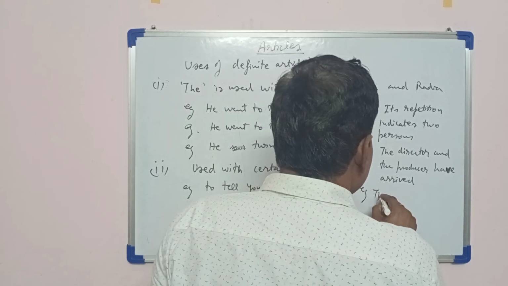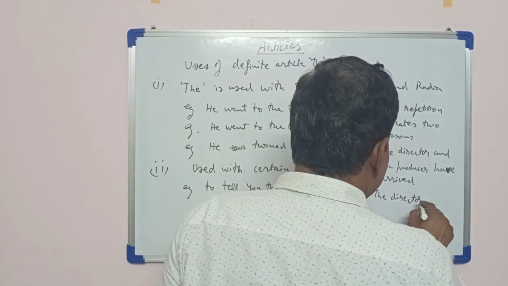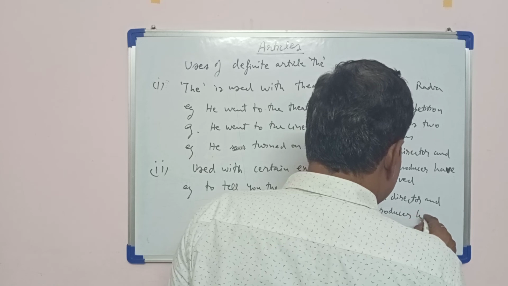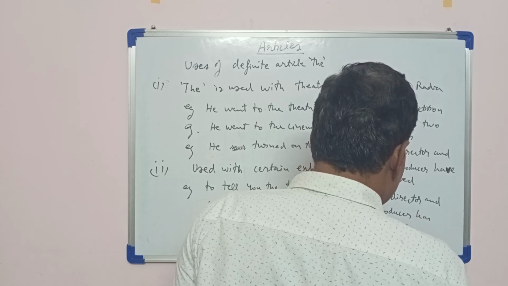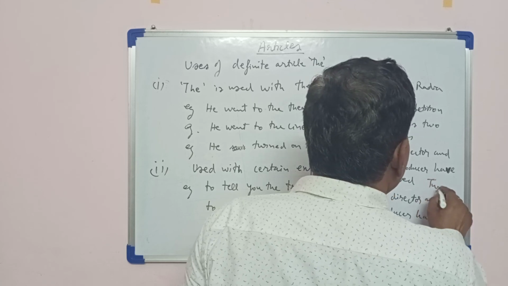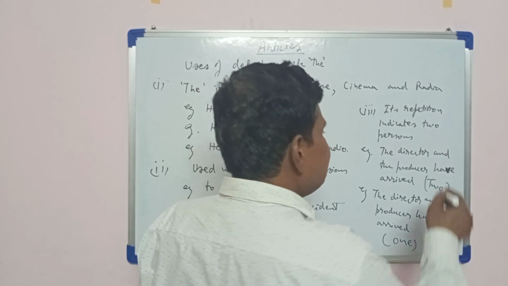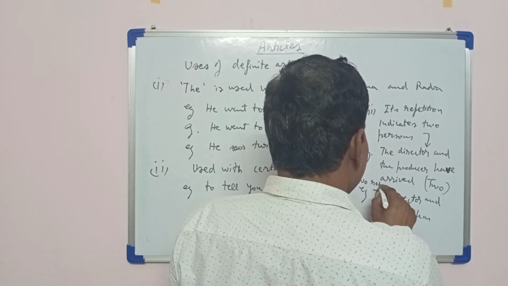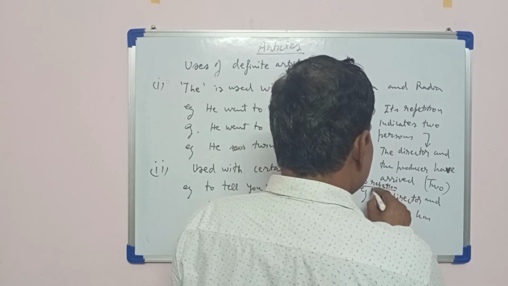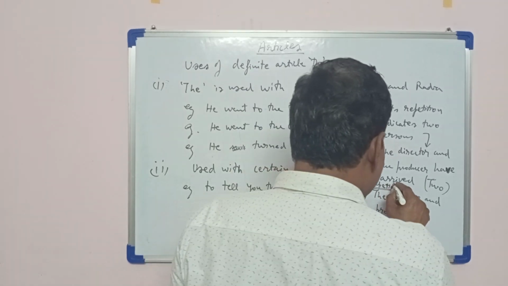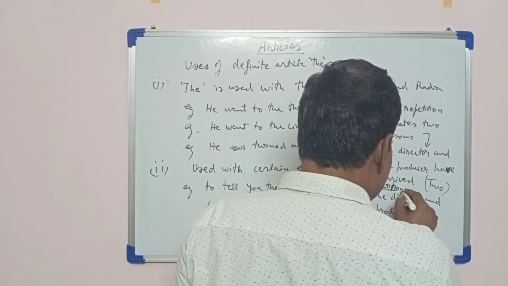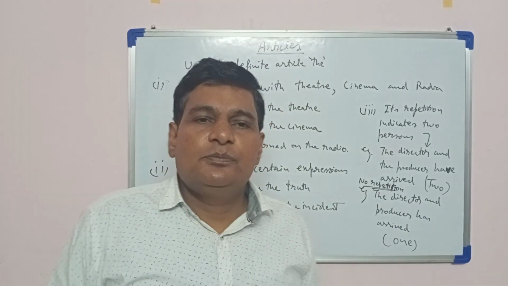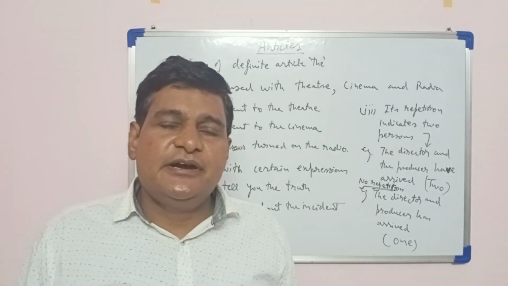And if I say the director and producer has arrived, so here it indicates one person and here it indicates two persons. So its repetition indicates two persons, and if there is no repetition, it is used singularly. Okay, then what will happen? Then it will indicate one person. So I hope you have understood the uses of a definite article the.